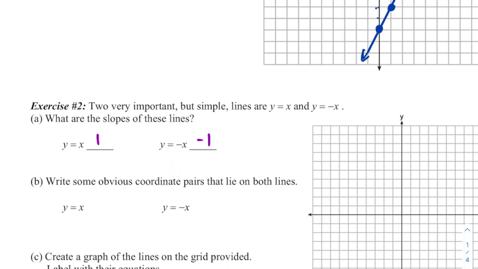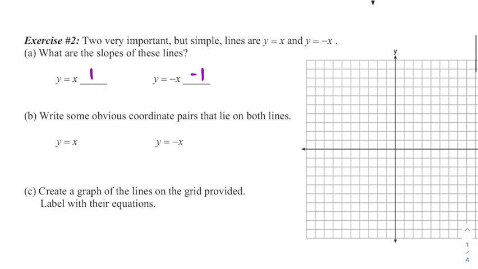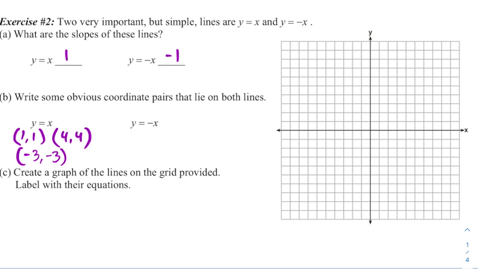Okay, so it's asking for some points that would lie on these lines. So the line y equals x, that means x and y are exactly the same. So I could say maybe 1, 1, 4, 4, negative 3, negative 3. The y and the x are exactly the same. So I can go ahead and plot that. 0, 0, 1, 1, 2, 2, 3, 3, and the other way too. Negative 1, negative 1, negative 2, negative 2, and so on. Okay. All right, so that is y equals x.